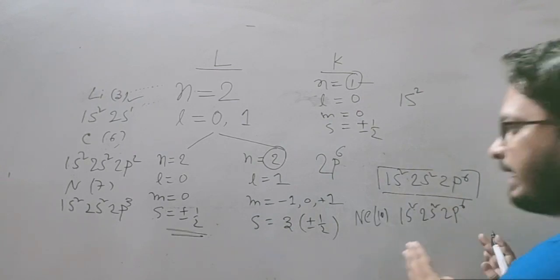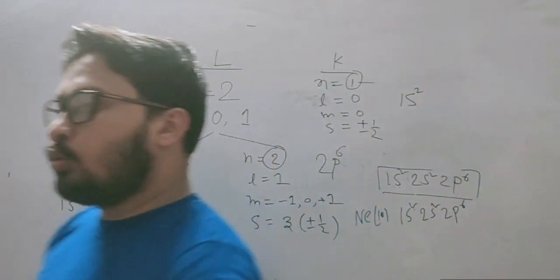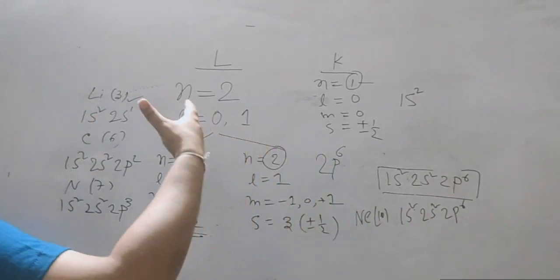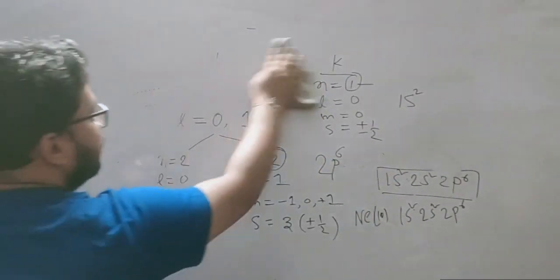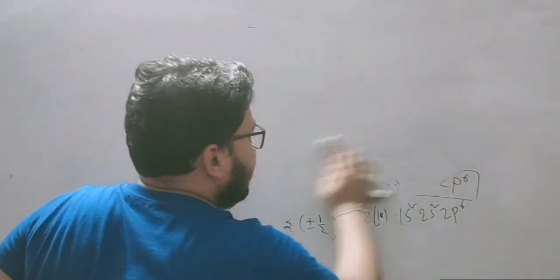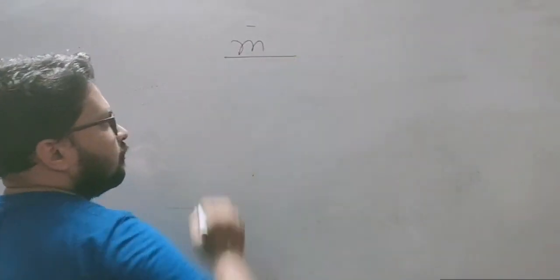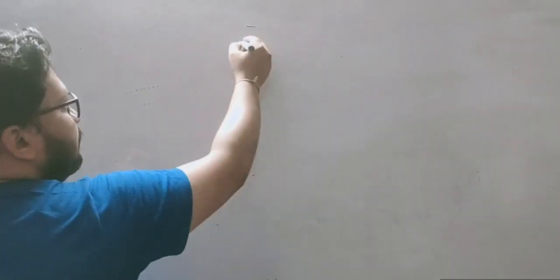So we can write the electronic configuration, or we can show you the electronic configuration, this way. So this is a very easy method to write the electronic configuration. So what is for K and L, and what is for M? Let's see what is for M. What is for M? Oh sorry, small m, capital M.